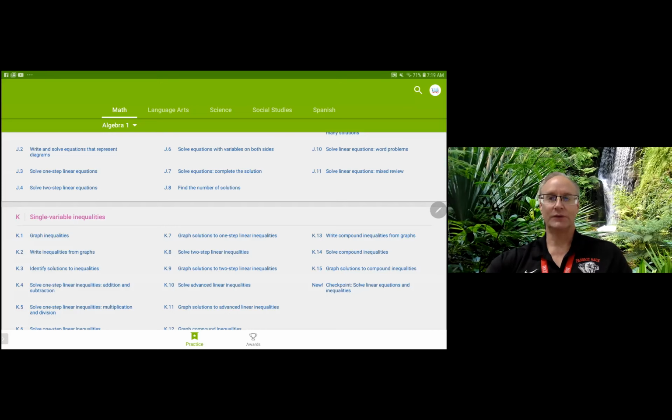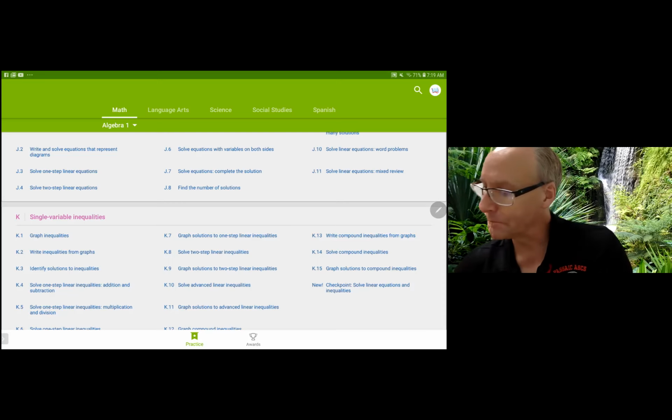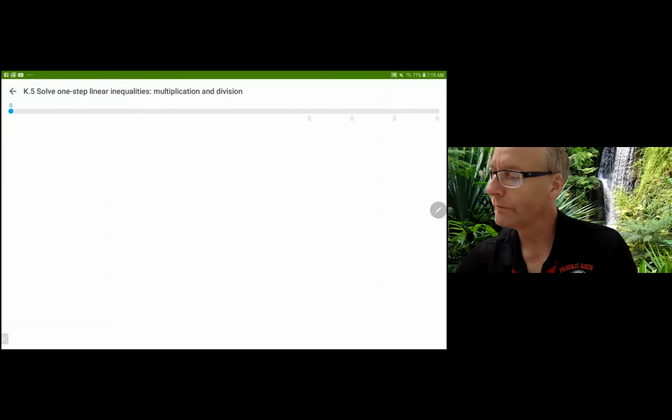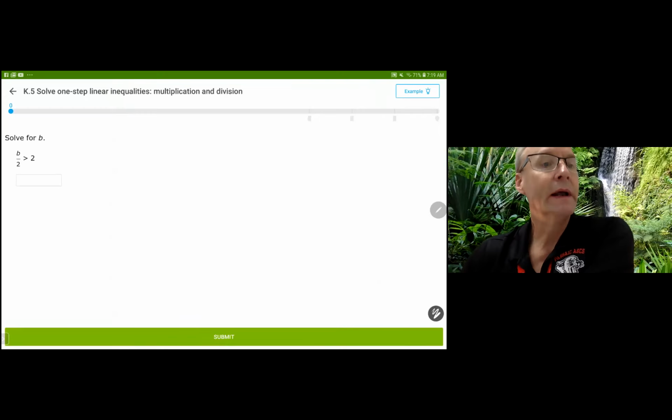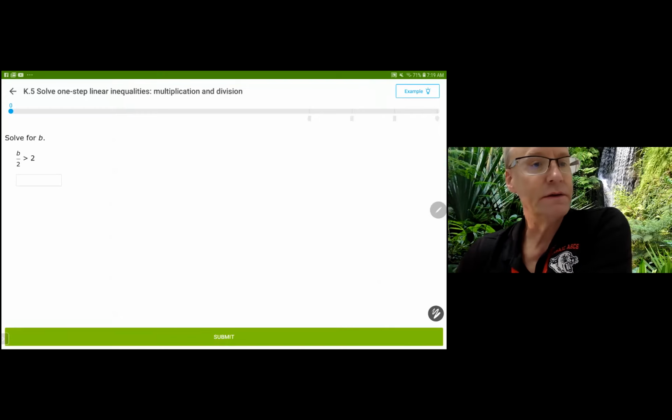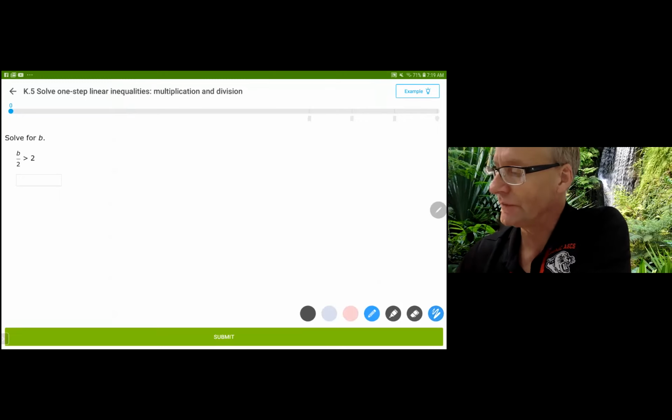And that is when you multiply or divide by a negative on both sides, you're changing the sign, so you have to change the sign. And I'll make sure I include that instruction in there, and we'll get started. And let's see, what's our first one? Okay, so we have b divided by 2 is greater than 2, and we're going to multiply by 2 on both sides. I'm going to go ahead and write out the first few anyway, so you can see them.